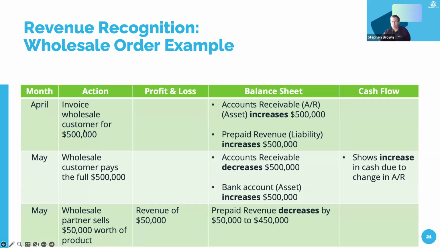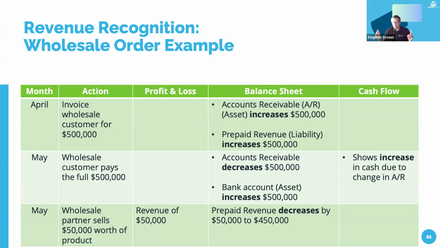So I invoiced my wholesale customer for $500,000 in April. I didn't show that in my example, but I'm going to show it here. I was just showing what happened from a cash basis. So I send them an invoice. With that invoice, the thing about accrual accounting is this concept of double entry. I didn't really talk about it. I should have.